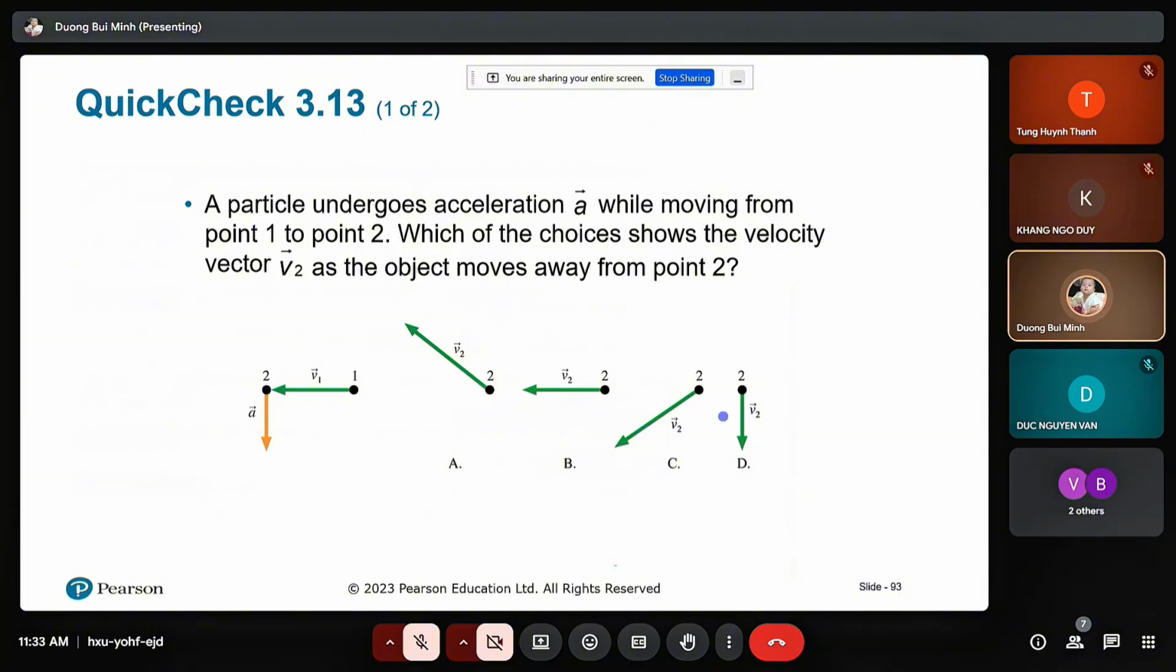Multiple choice questions. A particle undergoes acceleration A while moving from point 1 to point 2. Sorry, this is velocity, right? Which of the choices shows the velocity vector V2? We need to determine V2.